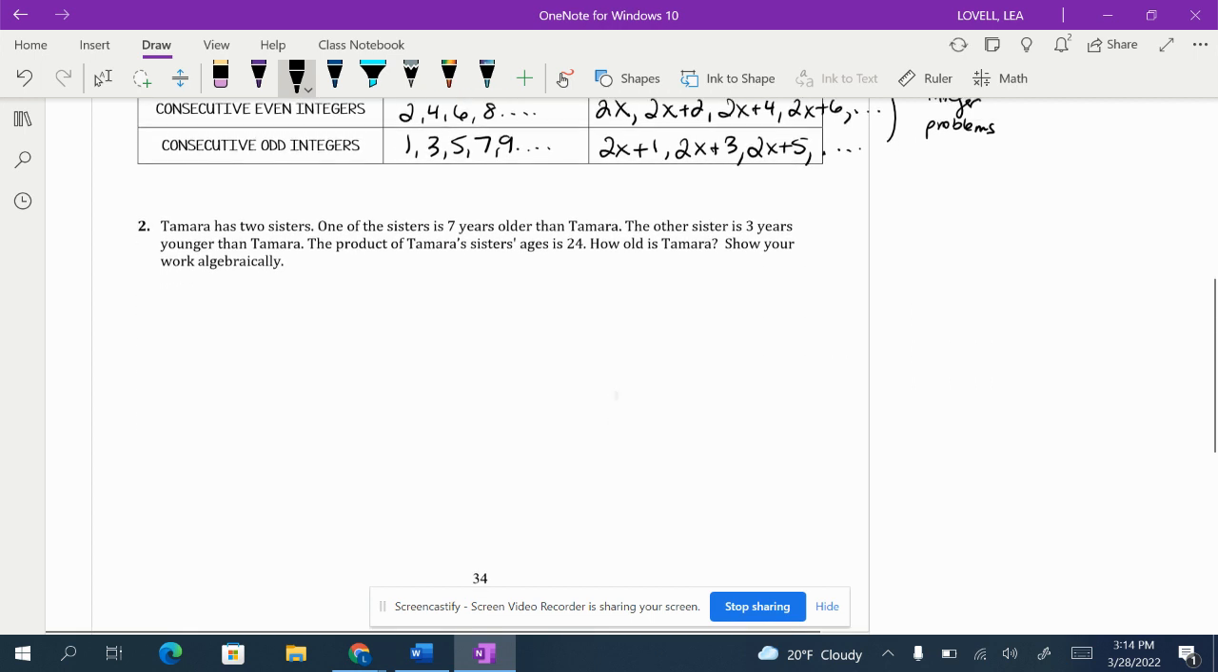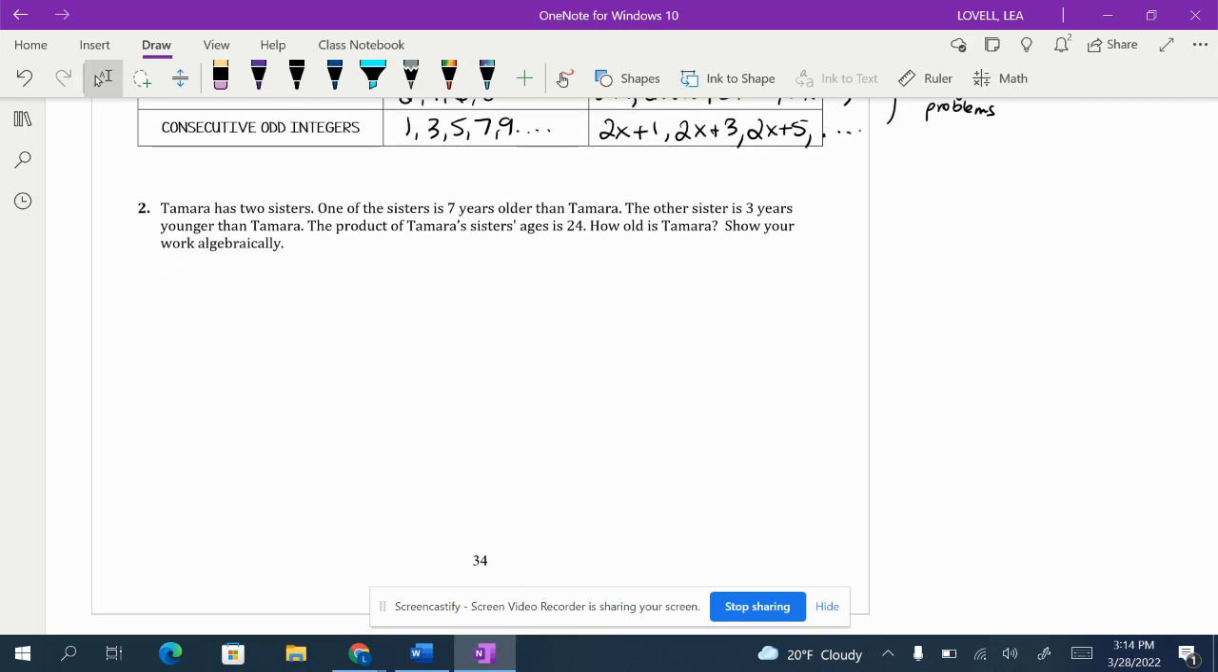Let's try an example here. We have Tamara has 2 sisters. One of the sisters is 7 years older than Tamara. The other sister is 3 years younger than Tamara. If you'll notice, Tamara pops up quite a bit. Nothing else is mentioned about the names of the other sisters. So let's put everything in terms of Tamara. So we're going to let Tamara be x, and then we're going to put our information about the other sisters in terms of Tamara. So we are putting all information on sister 1 and sister 2 in terms of Tamara.